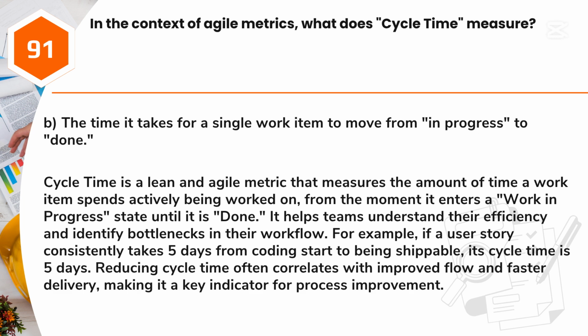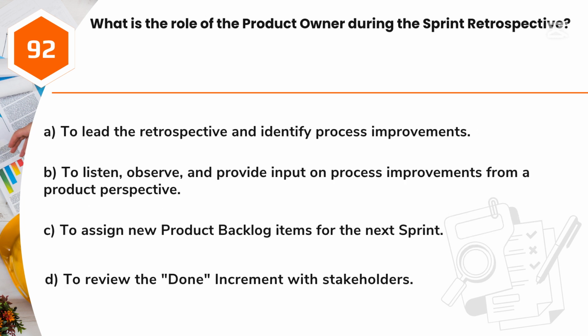Question 92. What is the role of the product owner during the sprint retrospective? A. To lead the retrospective and identify process improvements. B. To listen, observe, and provide input on process improvements from a product perspective. C. To assign new product backlog items for the next sprint. D. To review the done increment with stakeholders.